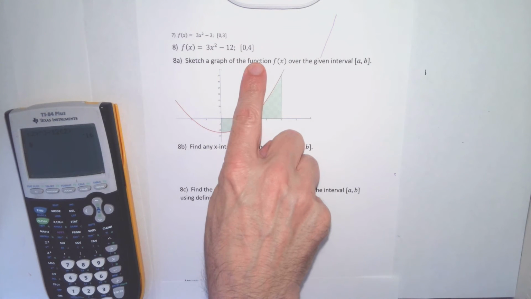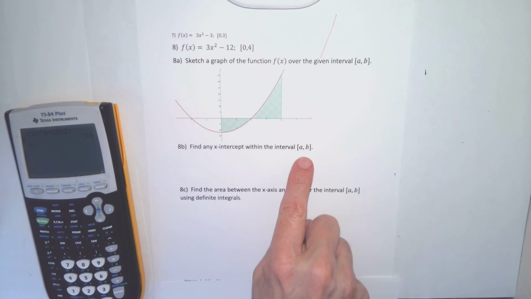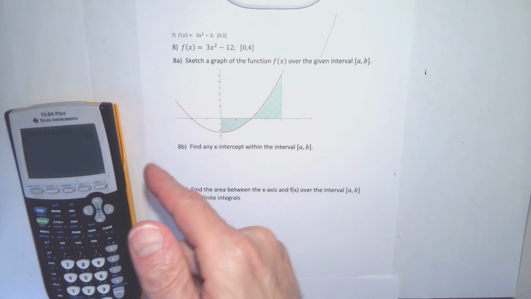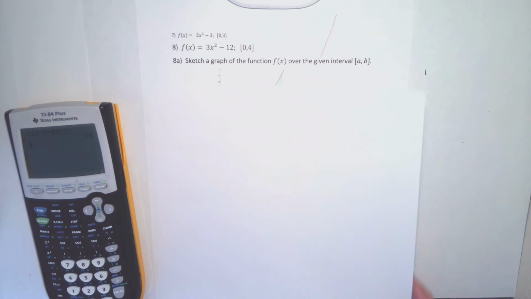I need to sketch a graph over the interval, in this case over the interval 0 to 3. I need to find any x-intercept inside the interval. That I'm actually going to do first. I really probably should flip-flop A and B because I need to know the x-intercept before I get into graphing. And then I'm going to find the gross area by hand by finding the area beneath the x-axis and the area above the x-axis separately.